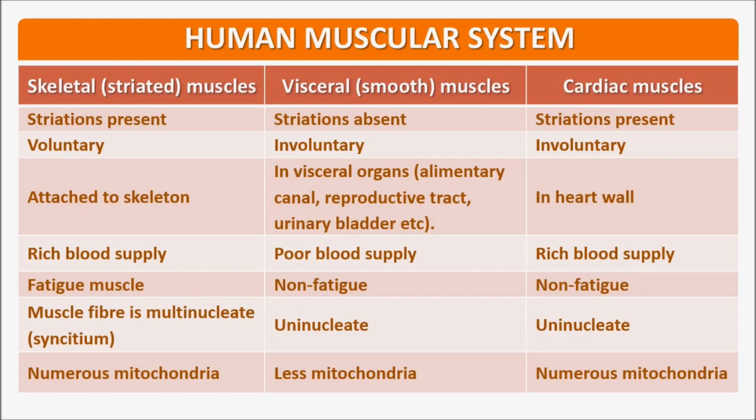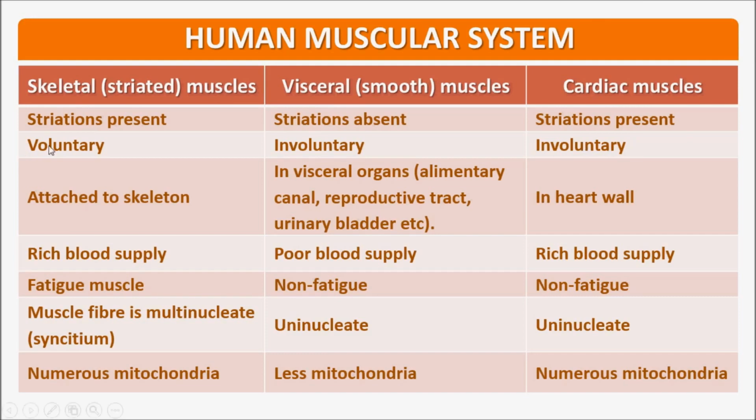And in the case of visceral muscles, striations are absent. That means no band-like appearance is there. But cardiac muscle is just like skeletal muscle. That means it has striations present.